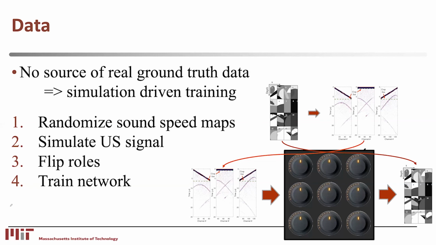Finally, after getting all these generated speed of sound maps and resulting signals, we flip the roles. The network is shown the signals as input and the speed of sound maps as the anticipated output. And we expect the network to learn the mapping from the signal to the generating speed of sound map in order to recover speed of sounds later in real signals.